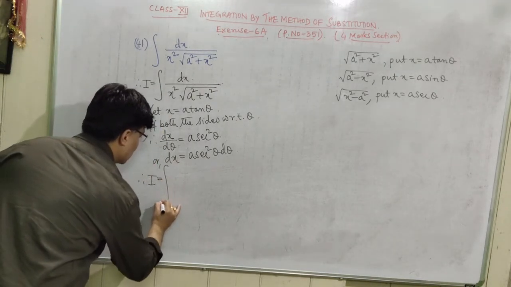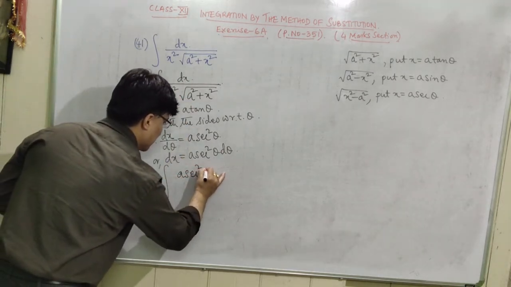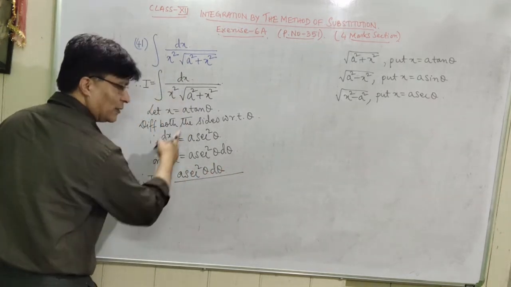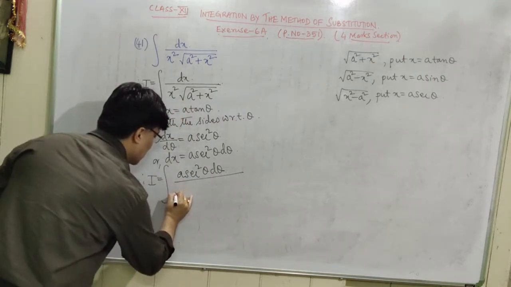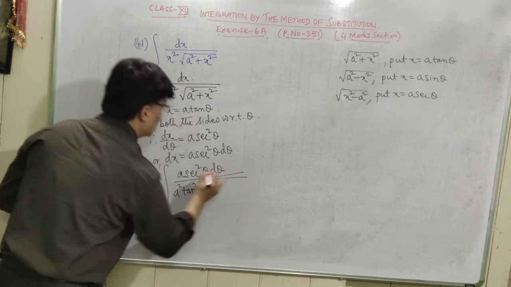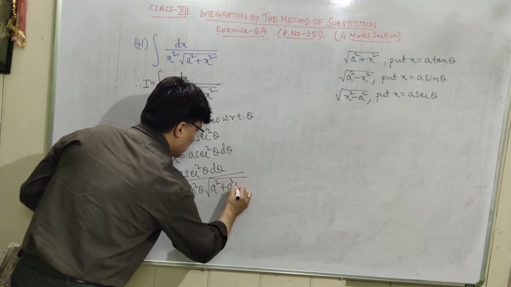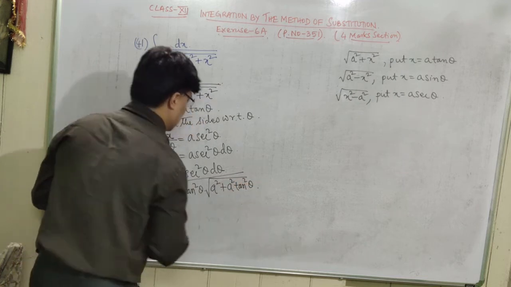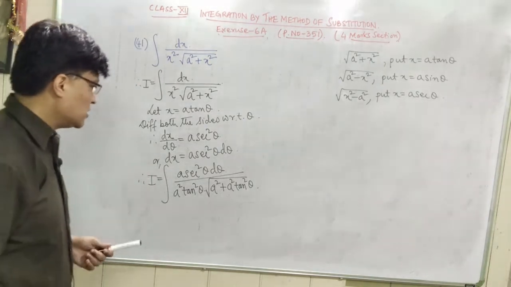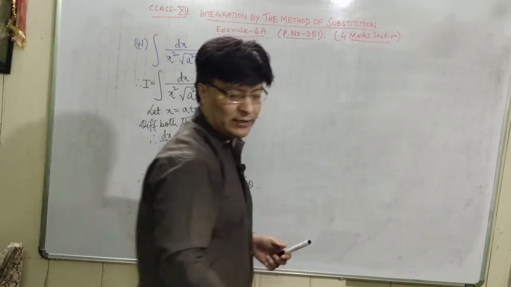So I is equal to integral sign. What is the value for dx? It is a sec square theta d theta. And in the denominator, what is x square? It is a square tan square theta. And within the square root, what is here? A square plus what is x square again? A square tan square theta. So I think you have understood it. So we have got this expression. Now let us simplify it.